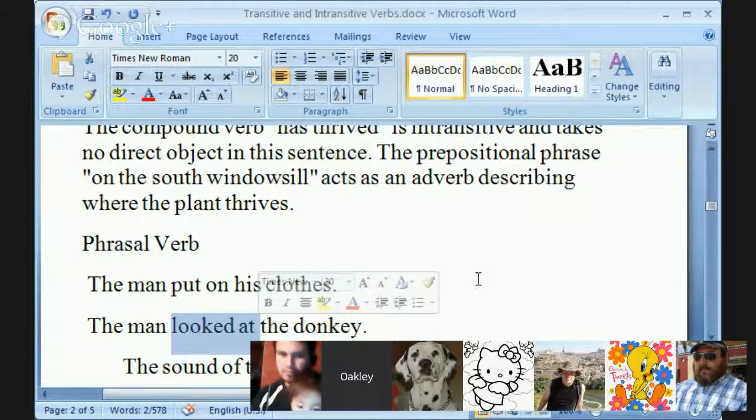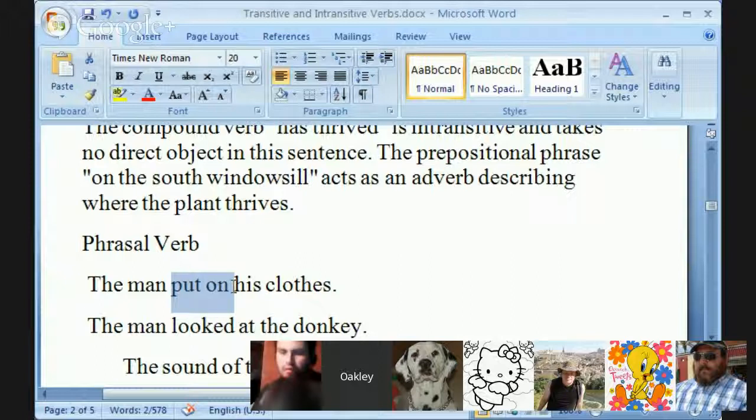It's understandably very easy to confuse, myself included, not just you guys, but you have to kind of think about it. I can think about it this way: the man put on what? Or the man put where? On his clothes? That doesn't make sense. It's still answering the question what. What did he put on?